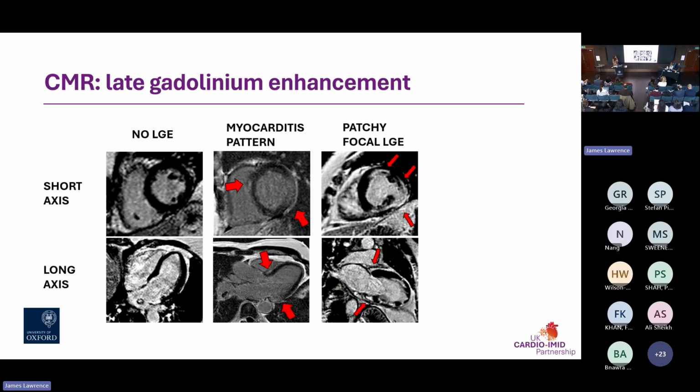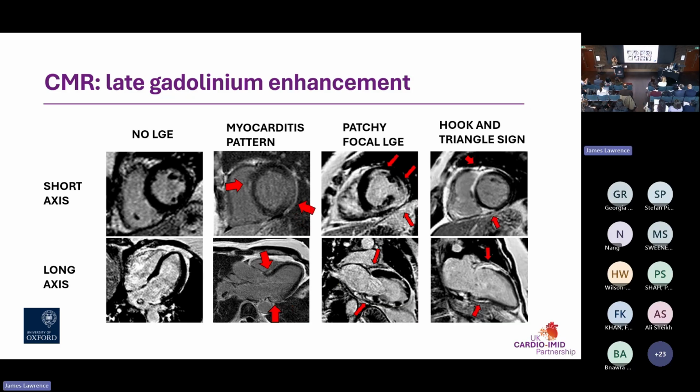This is a more distinctive pattern for sarcoidosis. You get patchy enhancement which doesn't really respect any particular pattern. One of the most characteristic signs of cardiac sarcoidosis is the hook sign and the triangle sign. At the top you can see RV and LV enhancement which goes into the septum, and at the bottom you get this triangle look.